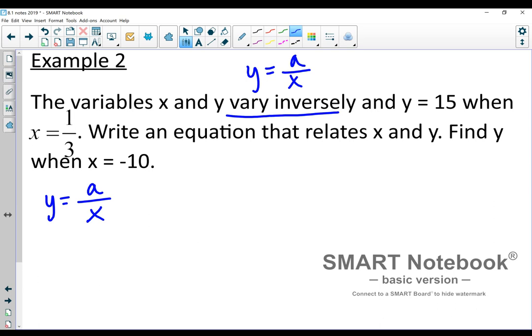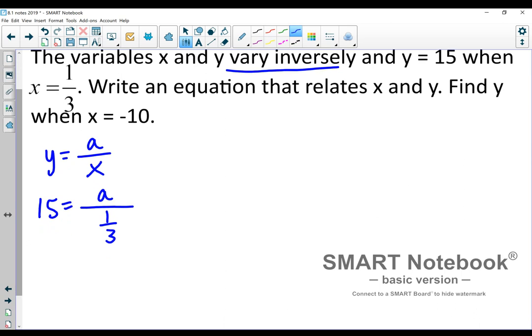Now I'm going to substitute what I have. So 15, a is the constant of variation that I don't know, and then x is 1/3. So if I am dividing by 1/3, then to cancel that, I would need to multiply both sides by 1/3. And so 1/3 times 15 is 5. So now we know that 5 equals a. That's the first thing that we needed to do.